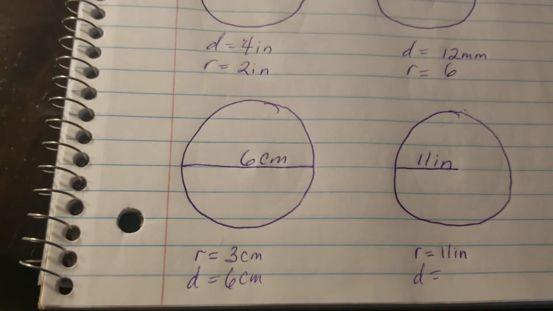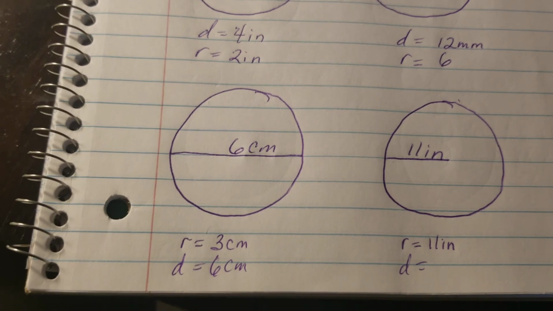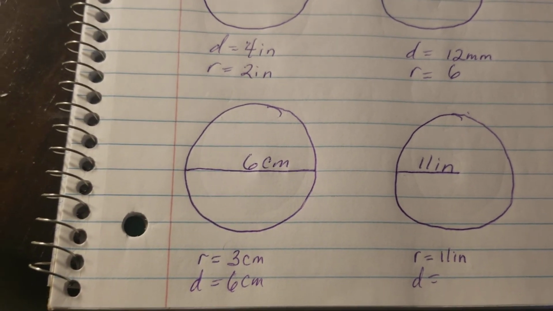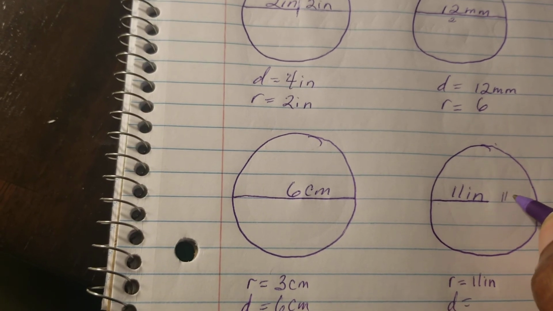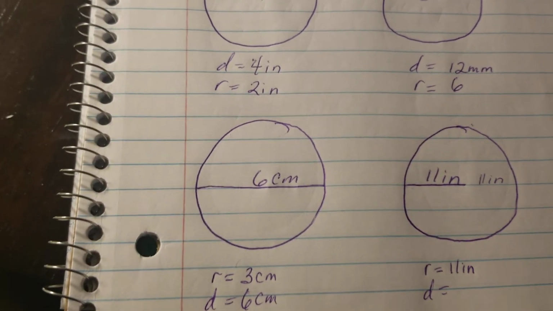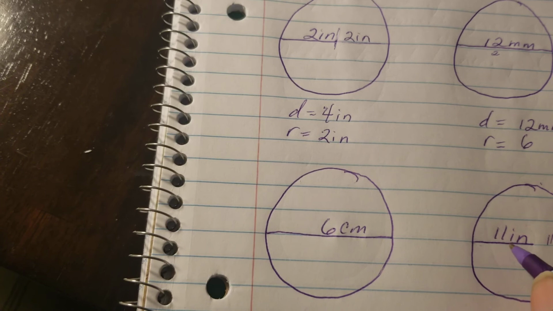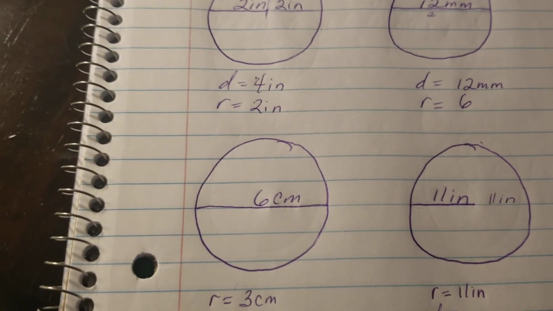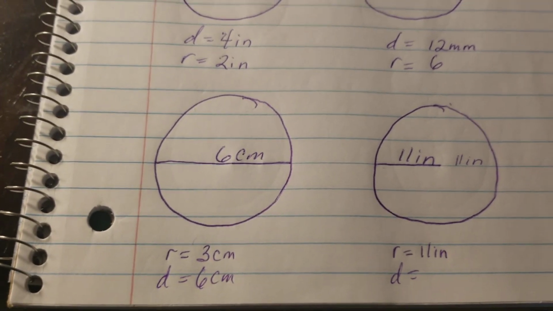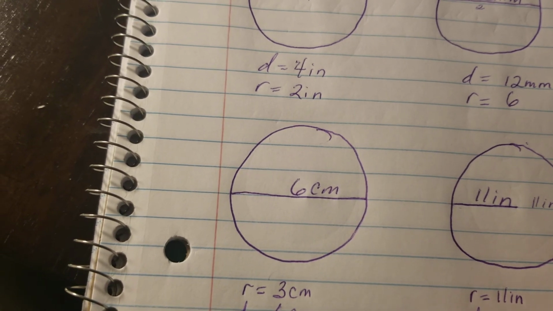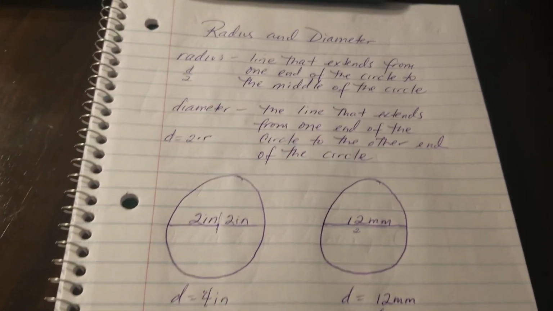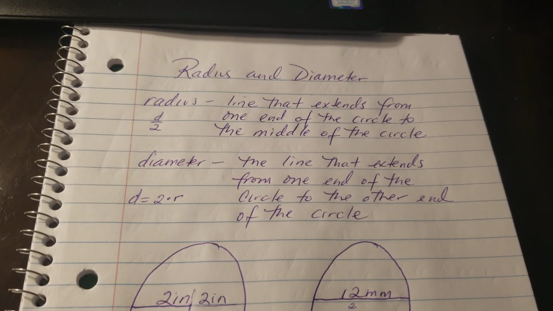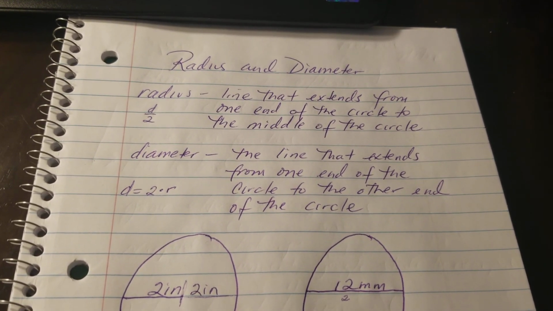Okay. And because I know that the diameter is from end to end, I know I can add 11 on this side. Or I can say 11 times 2 or 11 plus 11, same thing. That is going to get us 22 inches. Okay. Hope this helped you understand how to identify and calculate radius and diameter.